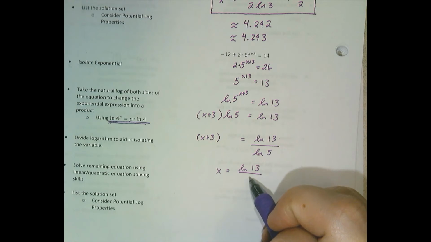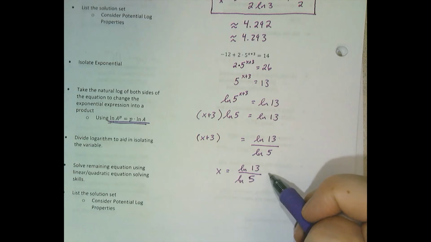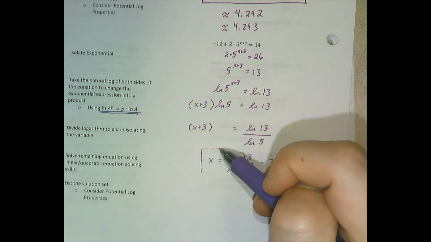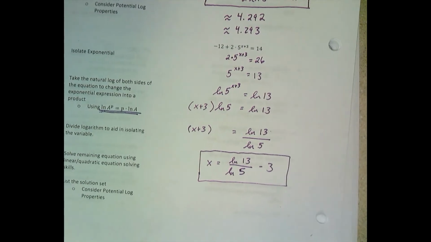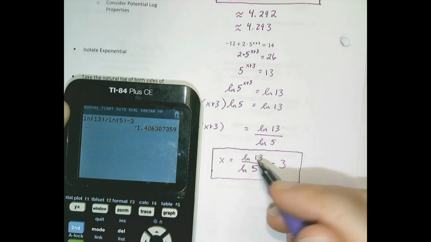Now this one certainly was cleaner looking. There were no fractions to deal with, aside from this one. And it should be easier for us to type into a calculator. So log of 13 divided by log of 5. Oops, we want to make sure we use the same type of log both times. Minus 3.